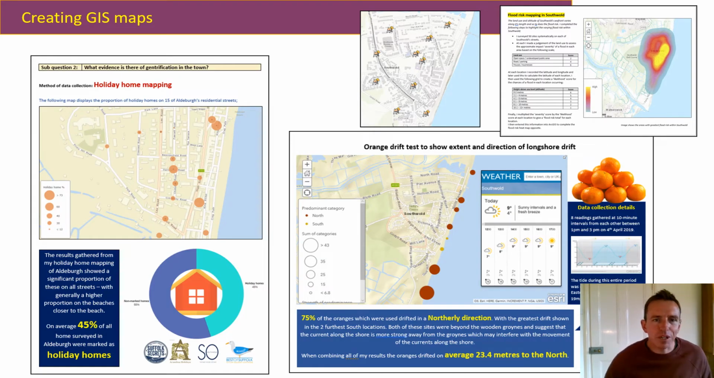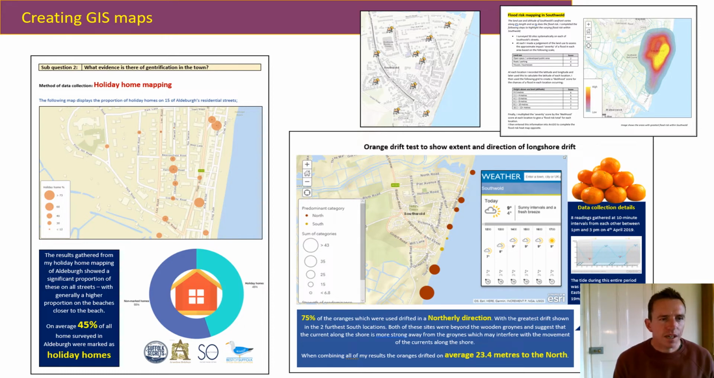Ultimately, this will enable you to produce maps that look like this. These are maps that have been created using something called ArcGIS Online, which is a free website which you can use. Essentially what you do is you import the data that you've got into this website, and it presents your data in the exact location that you gathered it from.